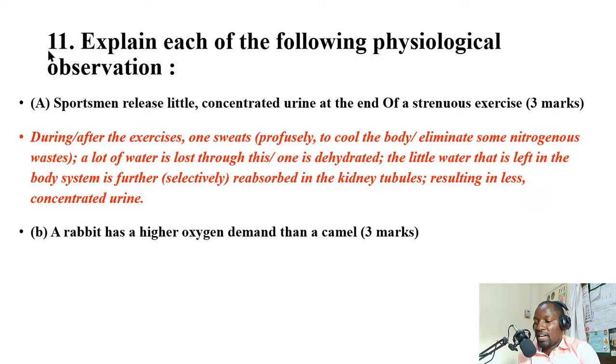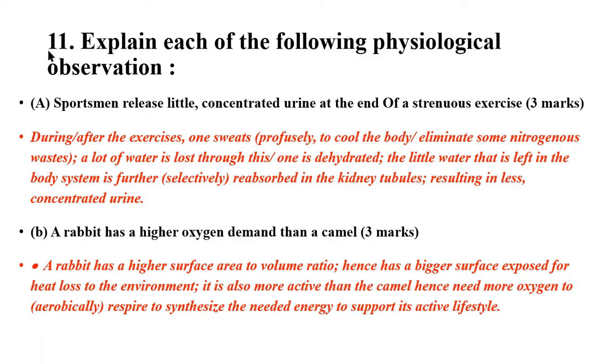A rabbit has a higher oxygen demand than a camel. How? When we talk about a rabbit and a camel, it boils back to the issue of surface area to volume ratio. A rabbit has a higher surface area to volume ratio, hence has a bigger surface exposed for heat loss to the environment. It is also more active than the camel, hence needs more oxygen to respire, to synthesize the needed energy to support its active lifestyle.